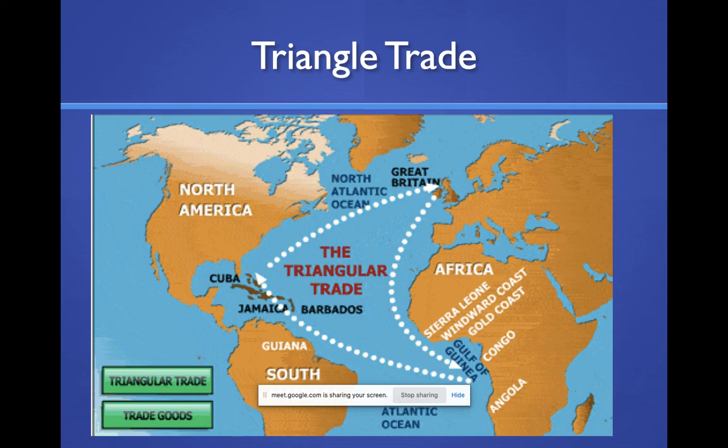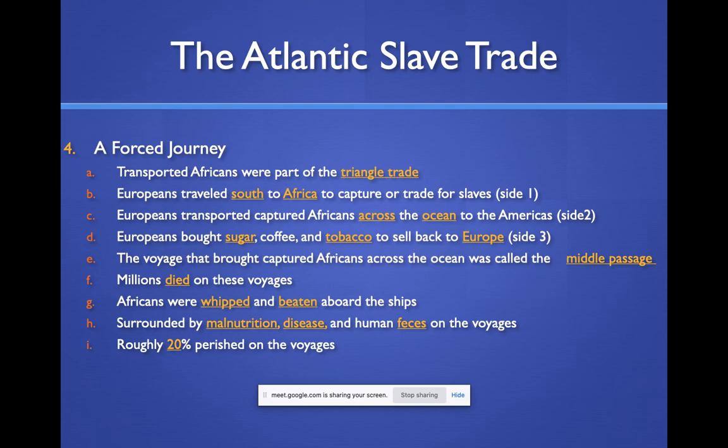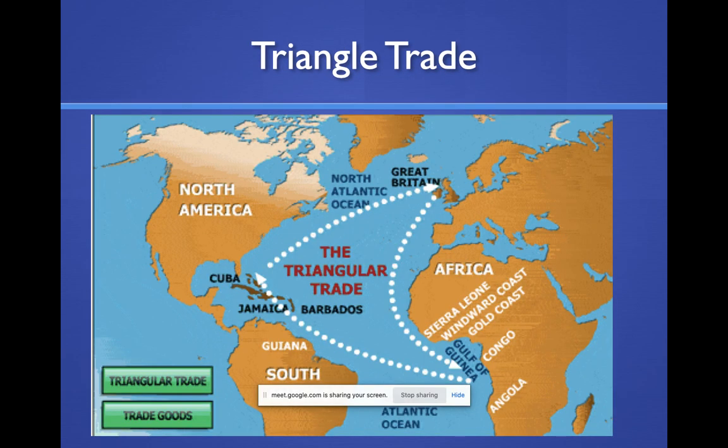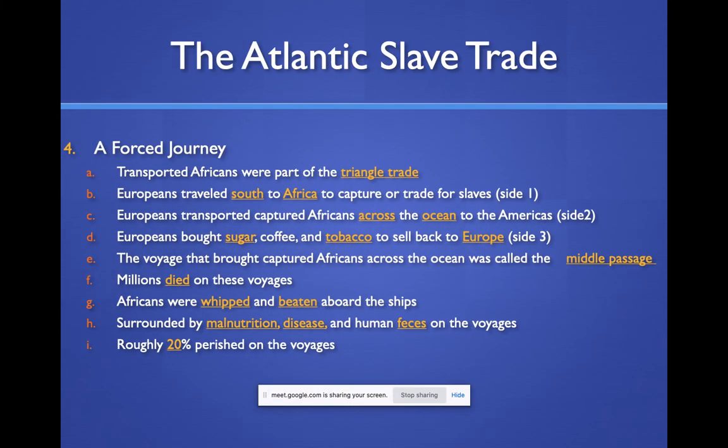So in Africa, they picked up the slaves and they gave them gold and guns. And then they took the slaves across the ocean to the Americas, and they traded them for sugar, tobacco, and coffee. And then they went back to Europe with the sugar, tobacco, and coffee and sold it in Great Britain. We call the part where they took the slaves across to the Americas the Middle Passage because it was the middle part of their journey when they were taking the slaves from Africa to the Americas.